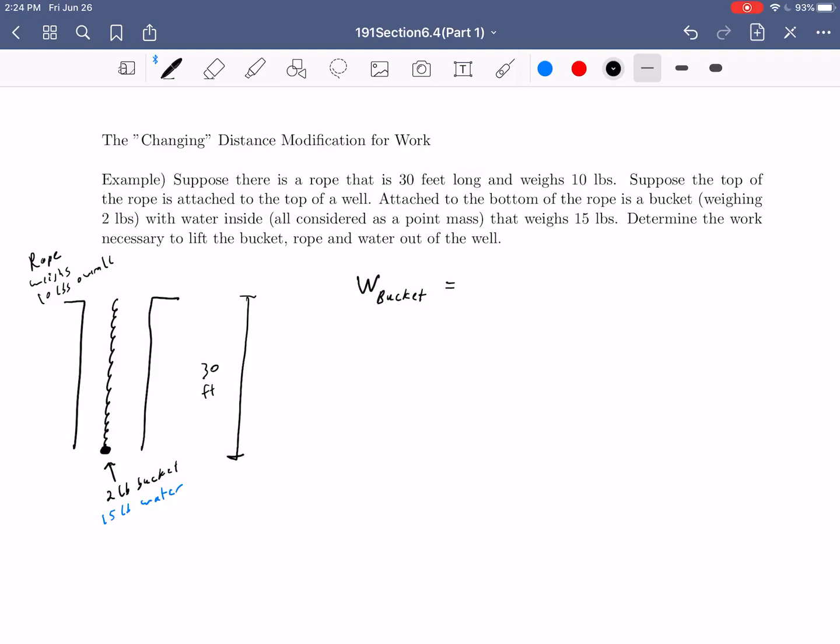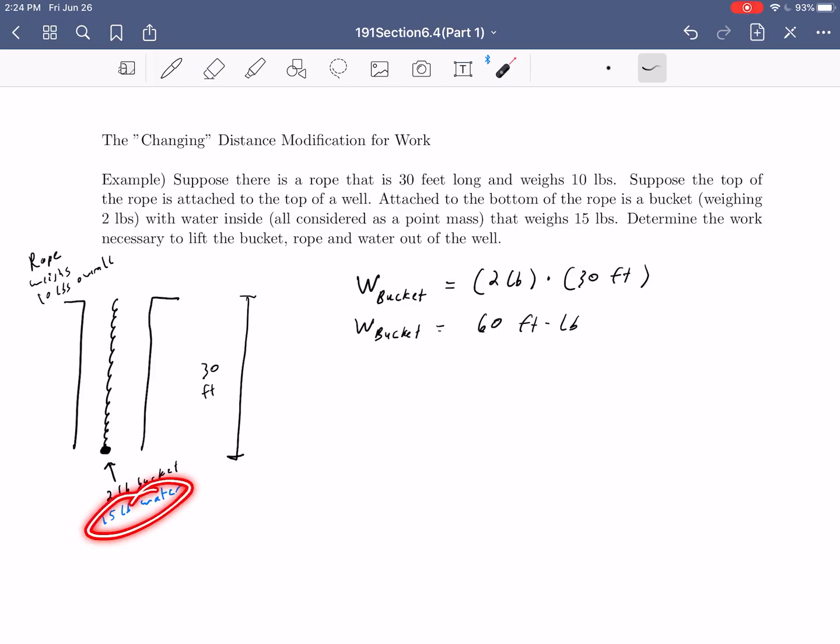The work for the bucket, well, it is always 2 pounds, and that entire bucket needs to travel that 30 feet. So the work for the bucket should be 2 pounds times that 30 feet, which looks like the work for the bucket should be 60 feet-pounds. Okay, nice and easy. That's one of the 3 things out of the way.